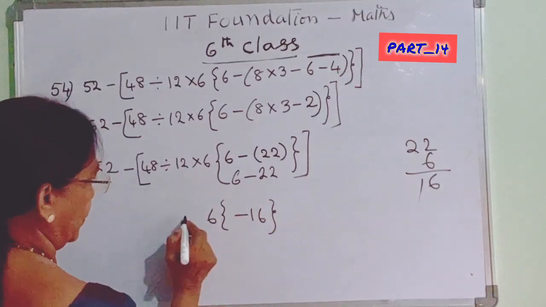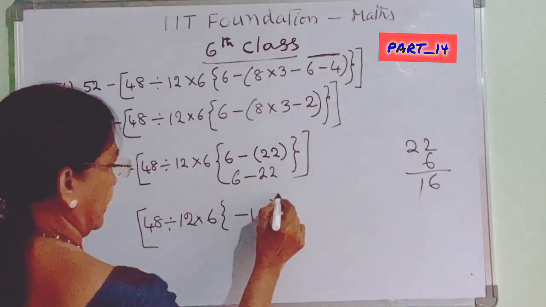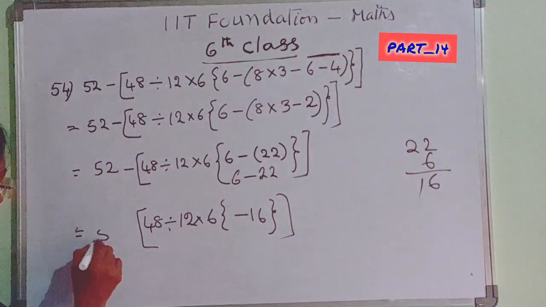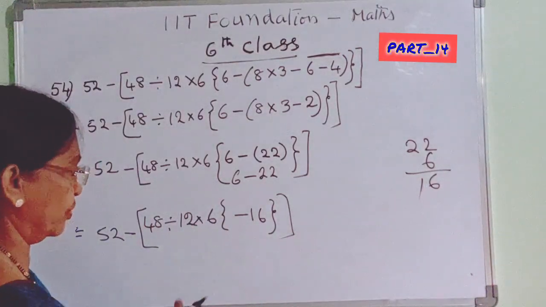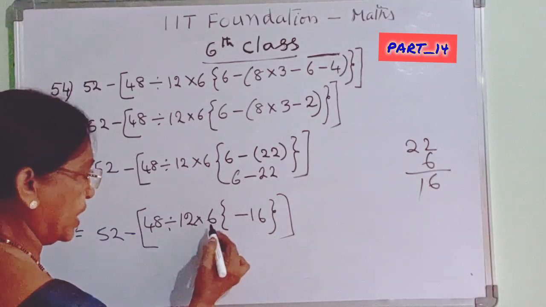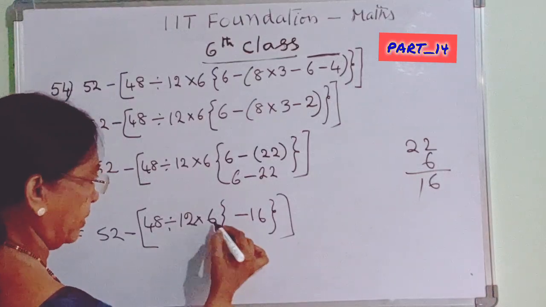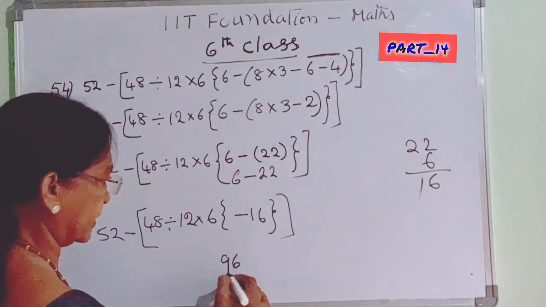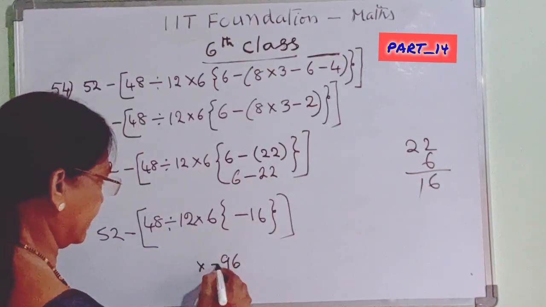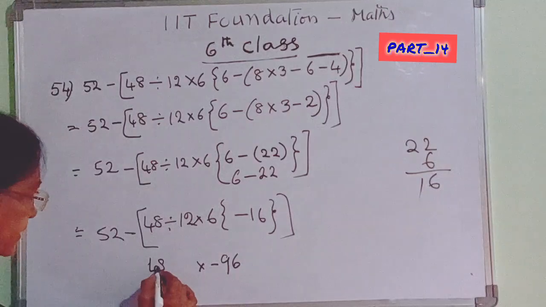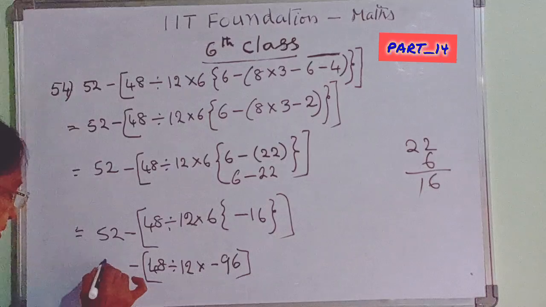Next, 52 minus 48 divided by 12 into 6 curly brackets. So we have to open this bracket next. 6 into minus 16. 16 sixes are 96, with negative sign. So 48 divided by 12 into minus 96.